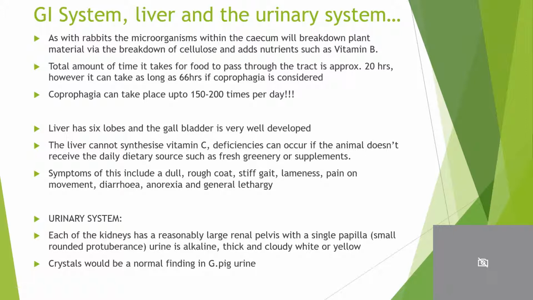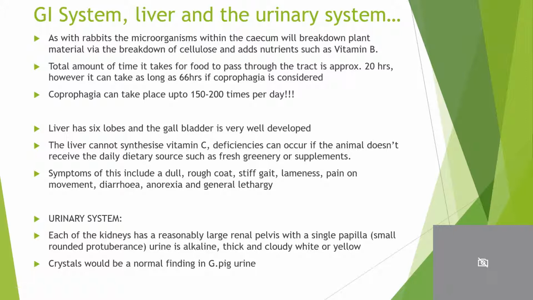The liver itself has 6 lobes and the gallbladder is very well developed. The liver can't synthesise vitamin C, so deficiencies of vitamin C can occur if the animal doesn't receive the daily dietary source, such as that of fresh greenery or supplements. So it's really important to ensure that guinea pigs are receiving such aspects in their diet to ensure that a deficiency does not occur. Symptoms of vitamin C deficiency include a dull rough coat, a stiff gait, lameness, pain on movement, diarrhoea, anorexia and general lethargy.